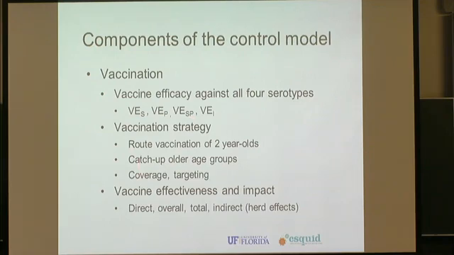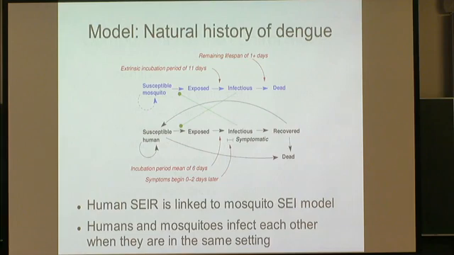We've looked at the following strategies, which I'll go through quickly today. Routine vaccination of 2-year-olds, vaccinating 2-year-olds routinely with catch-up in the older age groups, and then various coverage and targeting of the vaccine. And then we're looking at vaccine effectiveness and impact, and the direct, overall, total, indirect effects and herd effects. Okay. So the model: we've built an SEIR model for the humans and an SEI model for the mosquitoes, and then we, of course, link those two.